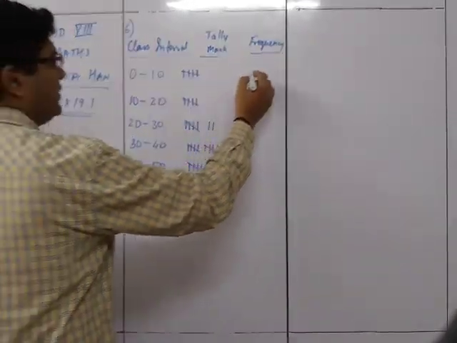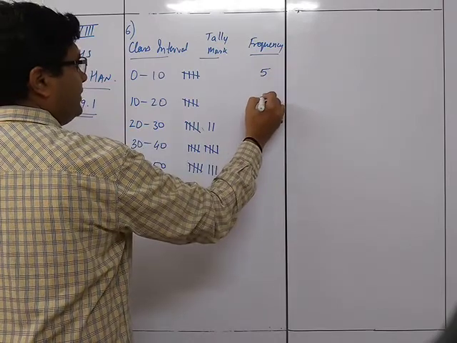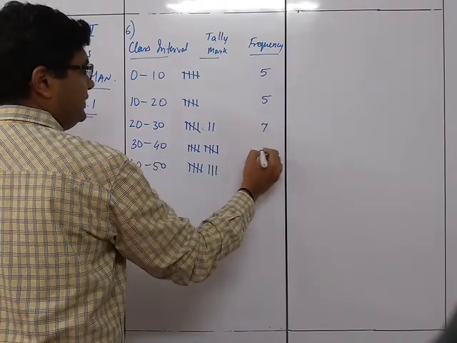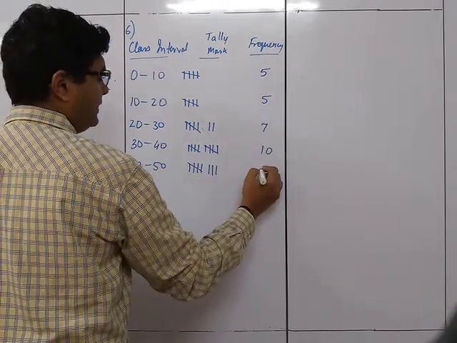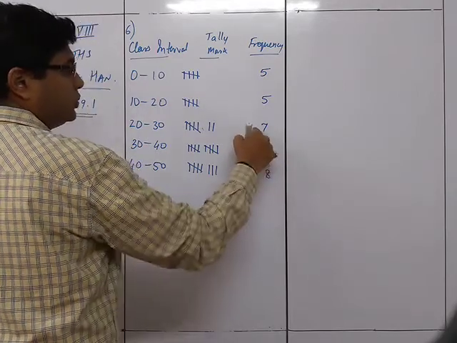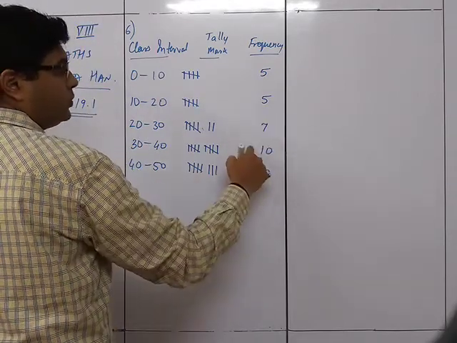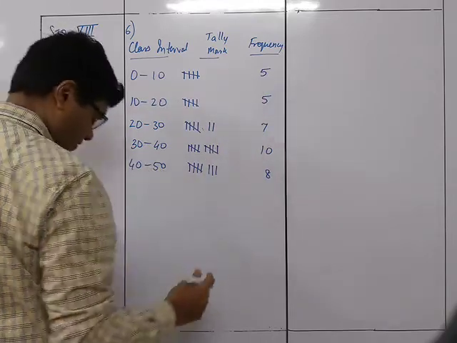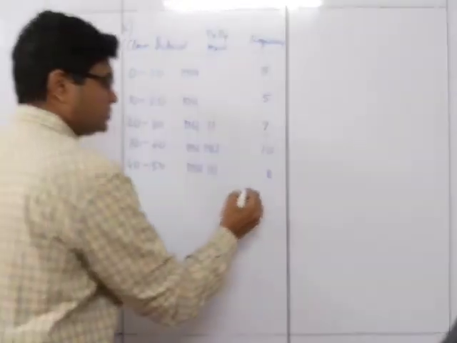So that gives us the frequency as 5, 5, 7, 10 and 8. So it's 15, 25, 30, 35. So 35 students were there. Yes, so that totals to 35.